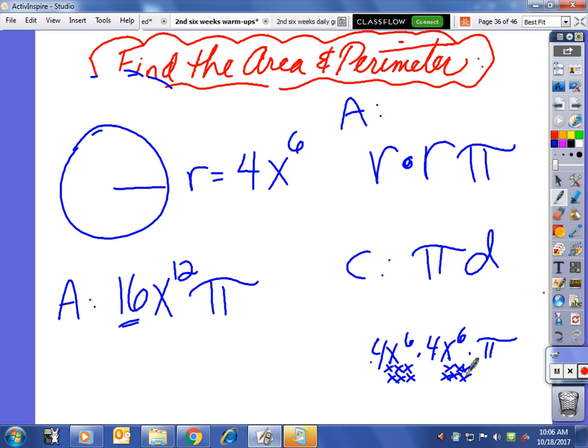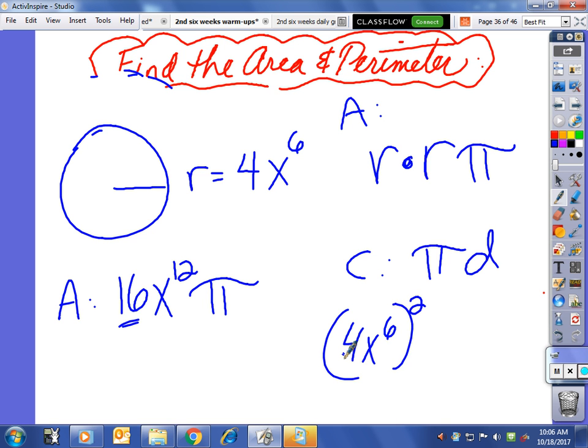The other way you could think of this, if you like to raise powers to powers more than you like to count up your x's, is to take the radius and square it. Well, what's 4 squared? 16. And x to the 6th squared, those get multiplied. You get x to the 12th. Don't forget the pi. So that's area.